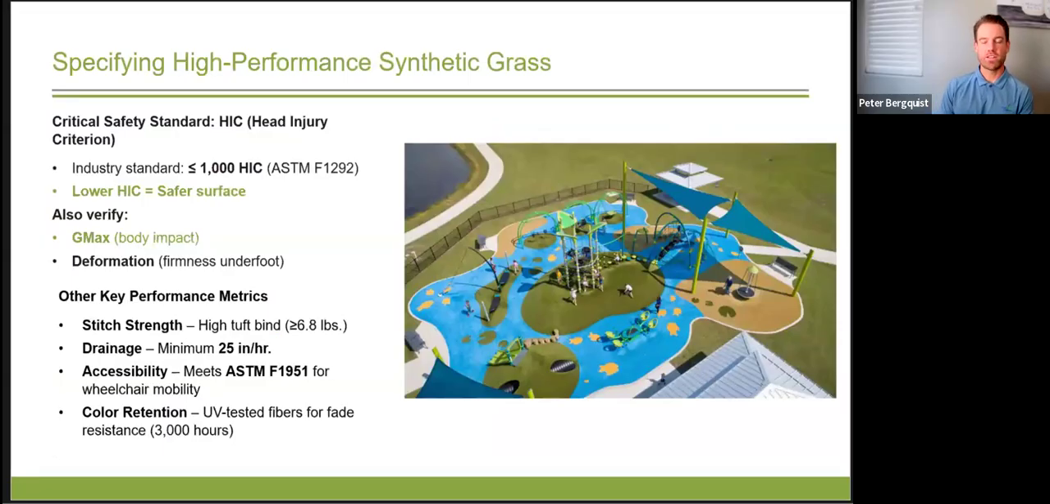Specifying high performance synthetic grass. The critical safety standard is HIC, which is a head injury criterion. The lower the HIC score, the safer the surface. Generally, you want HIC scores to be below 1,000. And then you also want to verify the Gmax score. The Gmax measures the severity of body impact on a surface.